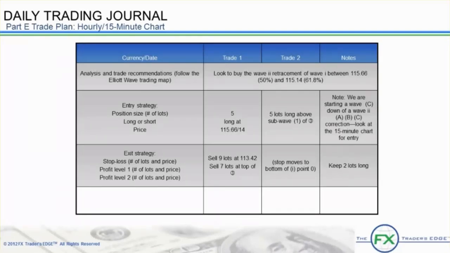You have done your research and analysis, and you have taken your position based on your Elliott wave trading map, combined with the daily trading journal. Congratulations, you have your trade plan in place. Now monitor your position and good luck. Finally, when the trade is complete, note the pip and dollar profit and loss. Take note of lessons learned as well.